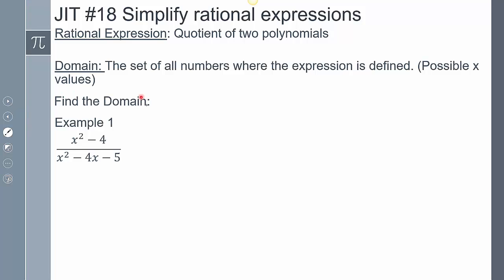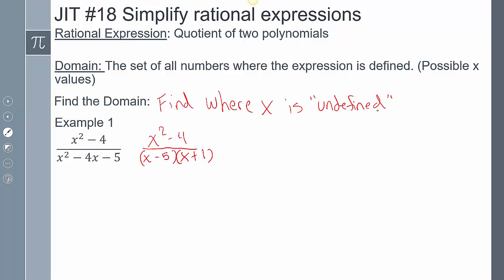So finding the domain of the graph, one of the restrictions of a domain is that you cannot divide by 0. Okay, that's going to give you an undefined value, and the domain is where my expression is defined. So you can probably see the contrast there. So one of the ways that we can do that is we find where x is undefined, and so I could set my denominator equal to 0.